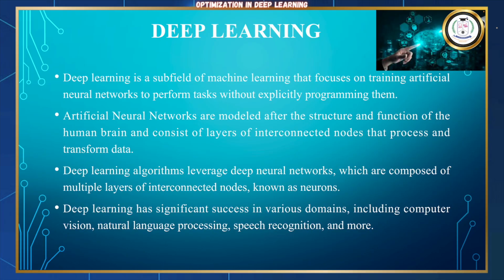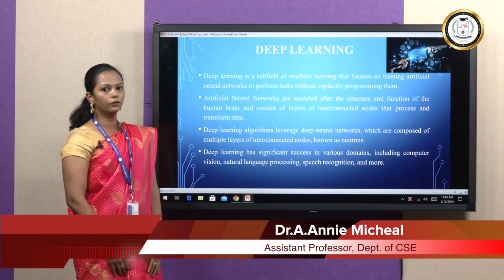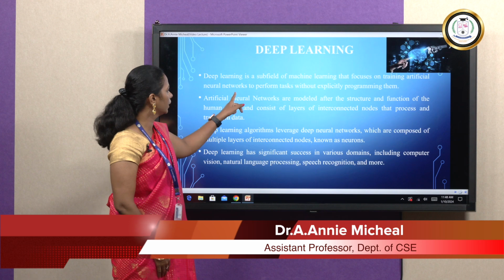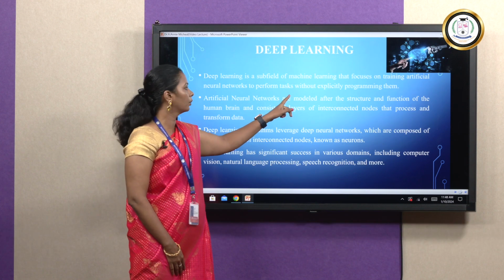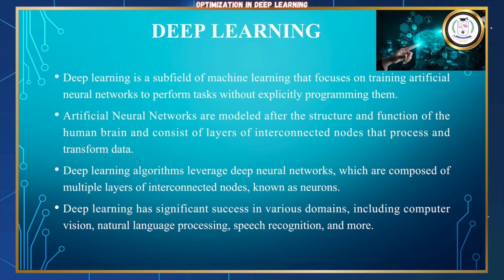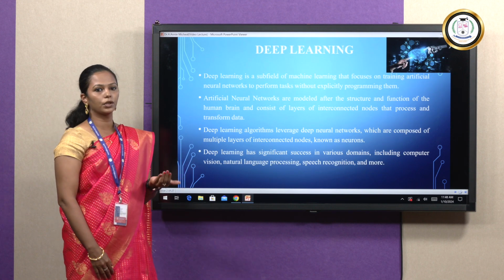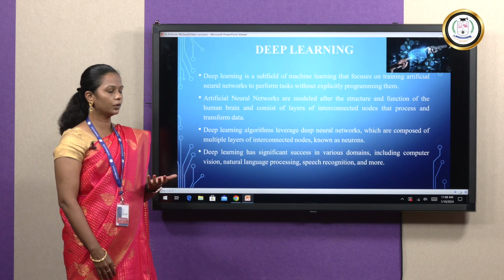So before moving on into optimization in deep learning, first let's see what is deep learning. Deep learning is a subfield of machine learning. It focuses on artificial neural networks to perform a task without explicitly programming them. Artificial neural networks are modeled after the structure and function of a human brain, and they consist of layers of interconnected nodes that process and transform your input data.